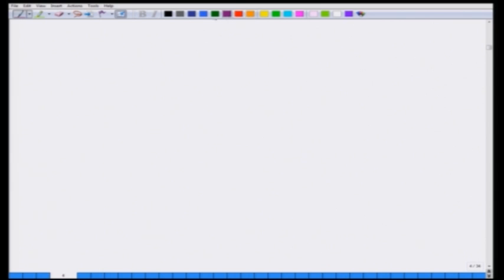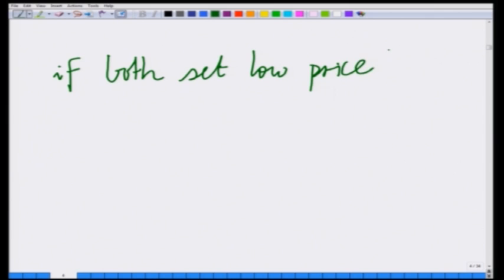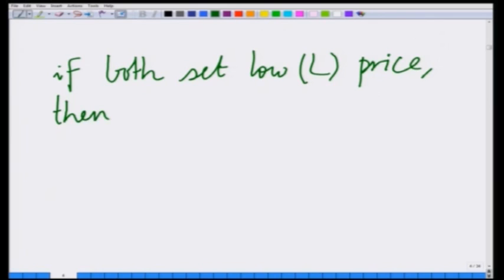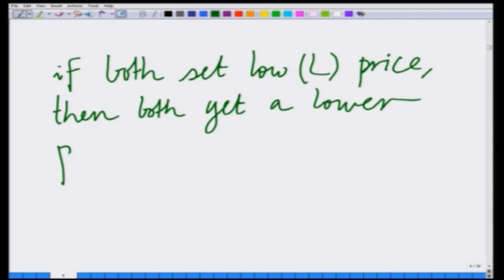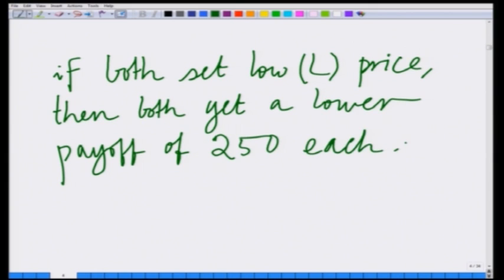However, if both set a low price, that is, if both choose the action L, then both get a lower payoff of 250 each. So, if both set a high price, both get a payoff of 500 each; if both set a low price, they get a payoff of 250 each.